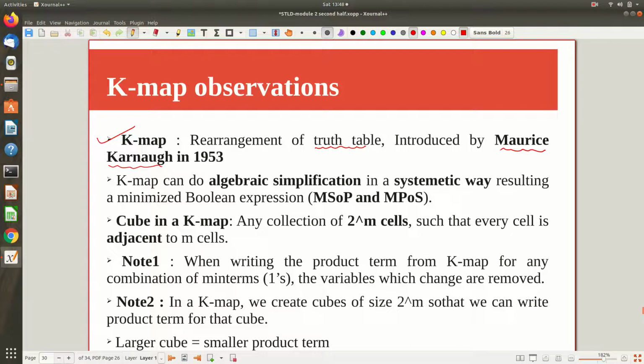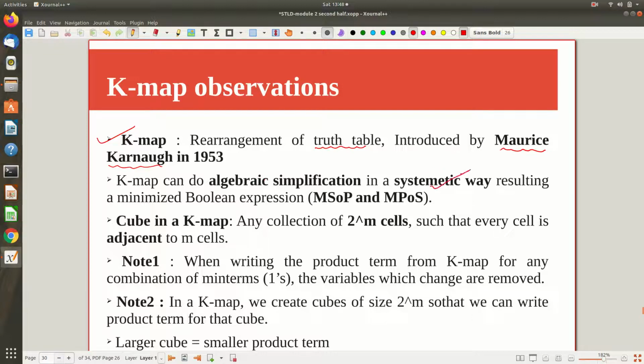Now K-map can do all the algebraic simplification. It's like you know how to minimize a given expression. Before K-map we were using the algebraic simplification procedure, where we apply the Boolean algebraic theorems as well as postulates. With the help of them we simplified the expression, and that procedure you know. Now we can do the same thing with the help of the K-map in a systematic way.